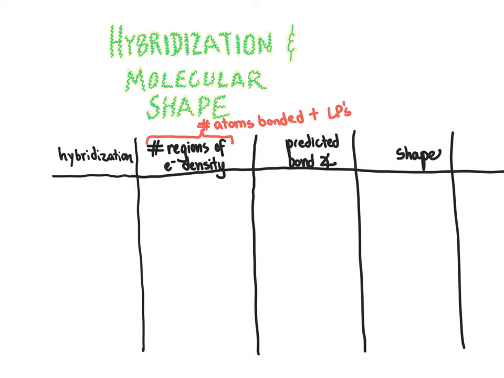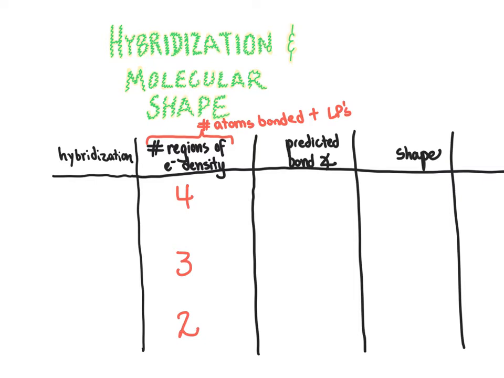So when we're talking about regions of electron density, we're focusing on one individual atom within a molecule, and we're looking at how many additional atoms that one is bonded to, and how many lone pairs it has, where each atom that it's bonded to is going to represent one region of electron density, and each lone pair is going to represent a region of electron density. So for the number of regions of electron density, our options here are that we could have a molecule that has 4 regions of electron density, 3 regions of electron density, or 2 regions of electron density.